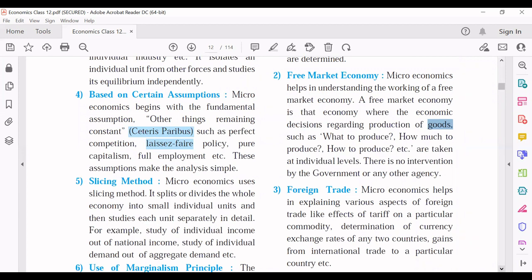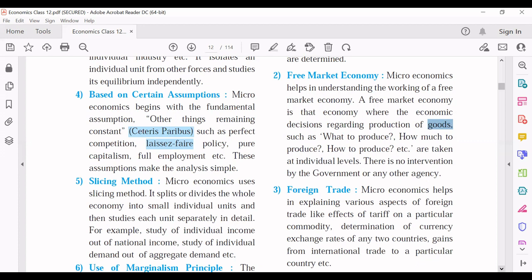The fifth one, we can say, is that it is a slicing method. Now there is a big economy. Consider that the economy is a big tree and we are dividing it into branches, fruits, flowers, leaves, etc. Similarly, microeconomics divides the whole economy into small slices. Therefore, we can say it uses the slicing method. Over here, one example is also given: the individual income out of national income. So, one slice of the economy is the individual economy.